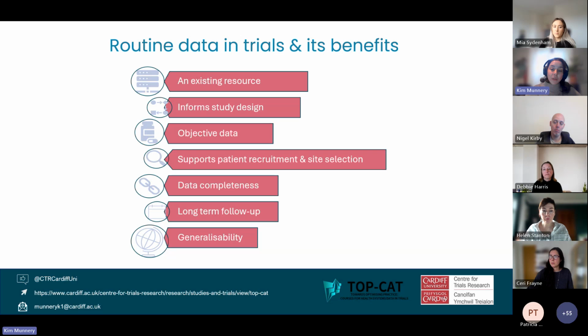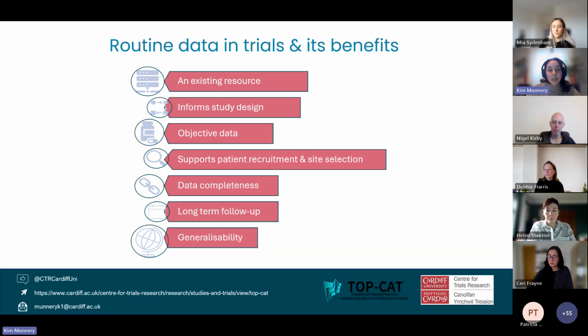And also using routine data can help with looking at your trial outcomes and can be used for trial outcomes. So it can also help with loss to follow-up if you are no longer able to contact participants. As discussed, because it helps with loss to follow-up, it does generally help with long-term follow-up because it reduces the burden on participants that are involved in your trial and reduces potential visits to sites, and routine data is often used in longitudinal studies as well.